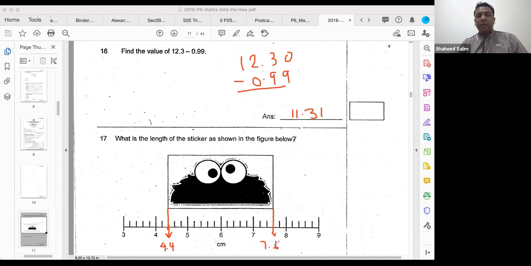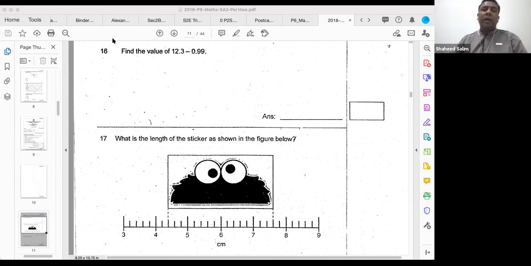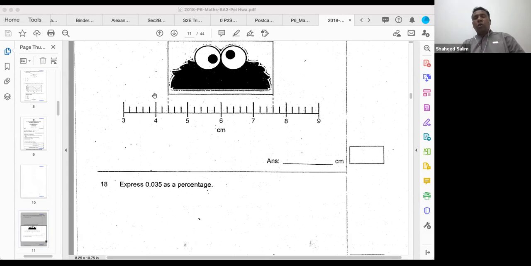Minus lah. You see, it's 4.4, 4.6, 4.8, 5. Right? 7.2, 7.4, 7.6, 7.8, 8. So just minus: 7.6 minus 4.4 equals 3.2. Well done, 3.2. Okay, not so tough. Hey guys, please make sure that you score in this paper.